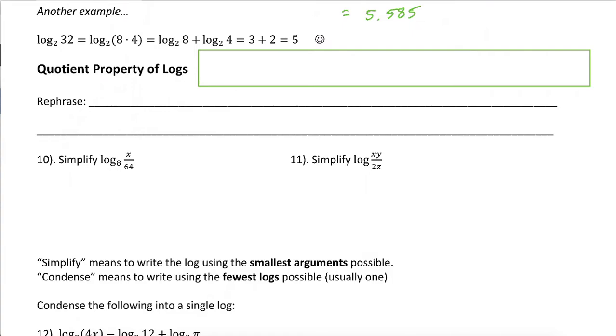The next property of logs is super similar to the product property of logs, but we're talking about quotients. So this time, instead of talking about the log of a product of m times n, we'll talk about the quotient of m divided by n.